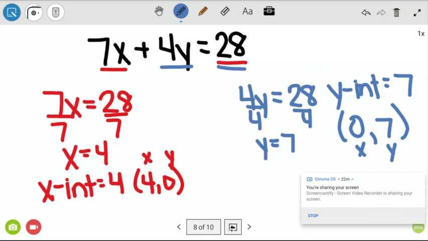It is okay to get a fraction. It's okay to get a whole number. That's totally dependent on the different types of equations.